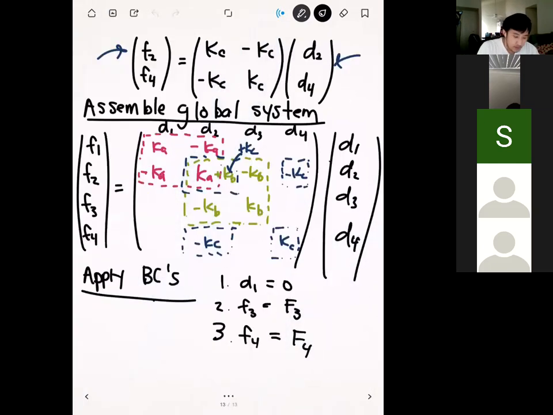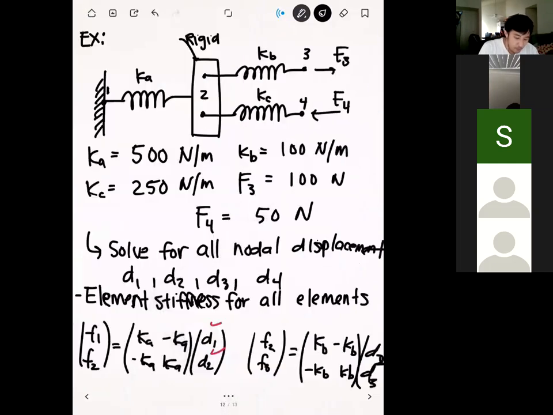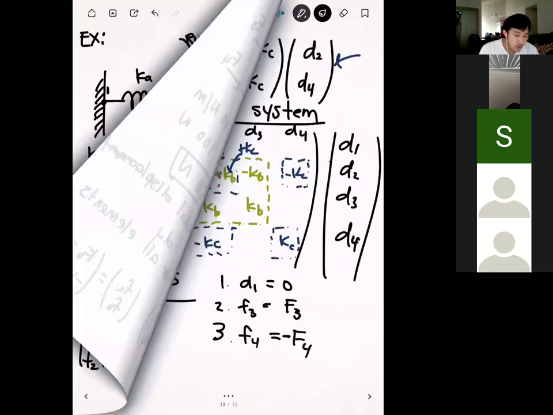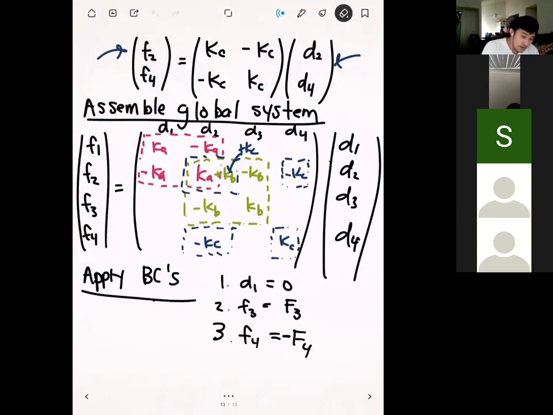Yes. Actually, yeah, that's a good point. So actually, this should be a minus F4 because I gave you F4 in terms of magnitude, which is 50 newtons right here. And so next Wednesday when we plug it in, this would be a minus 50 right here. Got it. Great. Right, because it's to the left. Yeah, good catch.